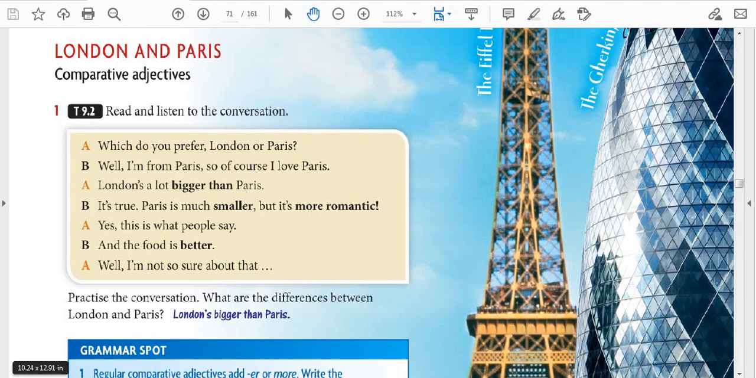Tape script 9.2. Which do you prefer, London or Paris? Well, I'm from Paris, so of course I love Paris. London's a lot bigger than Paris. It's true, Paris is much smaller, but it's more romantic. Yes, this is what people say. And the food is better. Well, I'm not so sure about that.